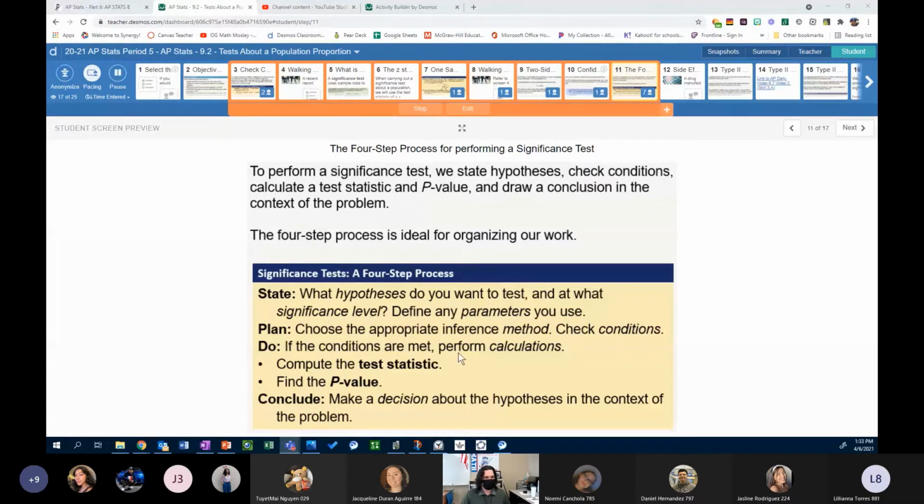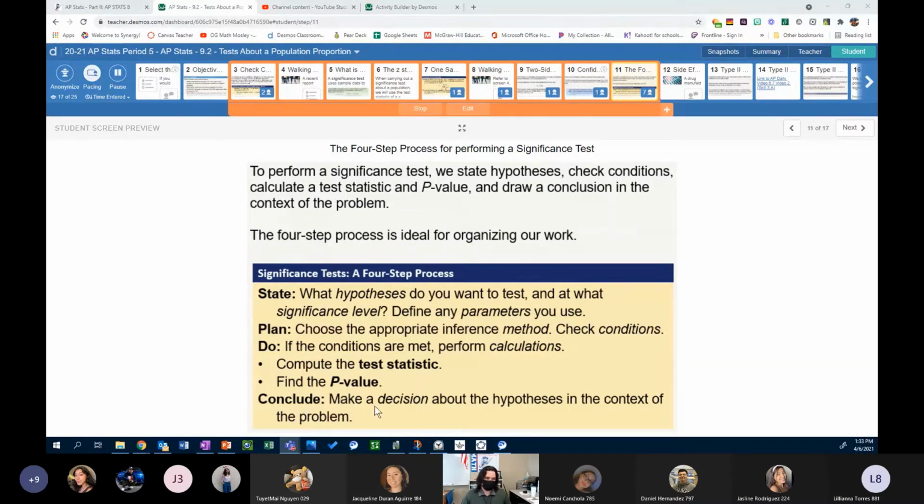Do: if the conditions are met, perform calculations. Compute the test statistic, essentially the z-score, and find the p-value. Use Table A to find the proportion or the area under the curve based on the test statistic.